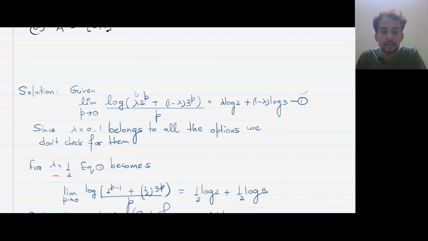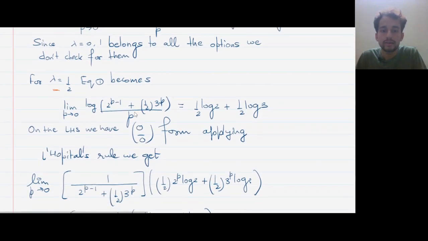In the left hand side, when you substitute the value of lambda to be 1/2, then 2 raised to the power p is already there, and this 1/2 will come in place of lambda. If you simplify, you will find 2 raised to the power p times 1/2. Similarly, here it will be 1 minus 1/2, that is 1/2 into 3 raised to the power p, all upon p. Okay, so now let's try to solve it.